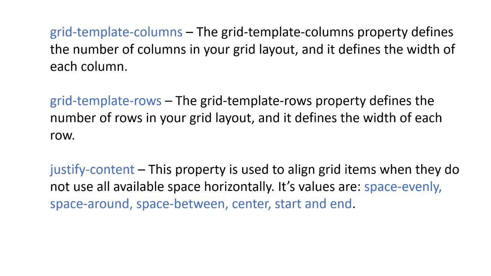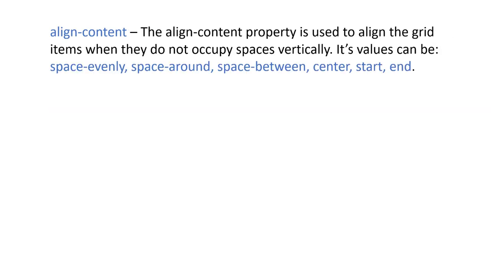Justify-content. This property is used to align grid items when they do not use all available space horizontally. Its values are space-evenly, space-around, space-between, center, start and end. Align-content. The align-content property is used to align the grid items when they do not occupy space vertically. Its values can be space-evenly, space-around, space-between, center, start, end.